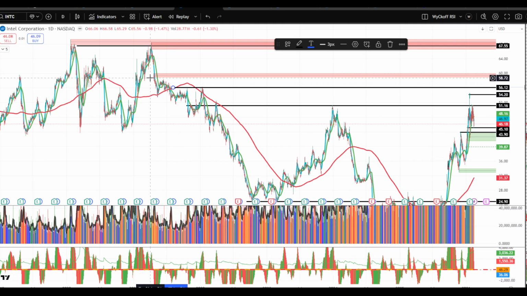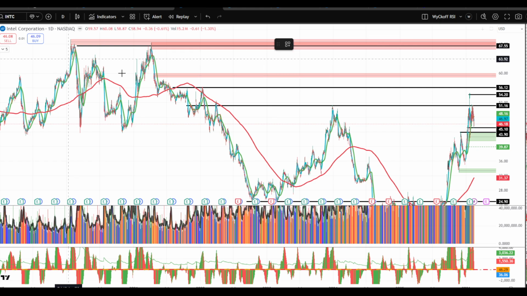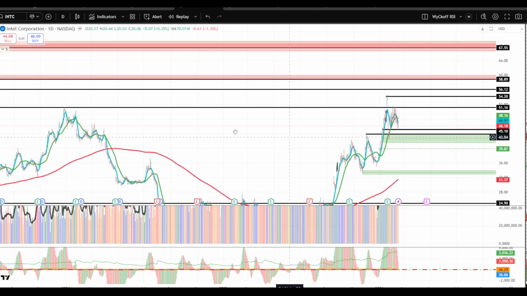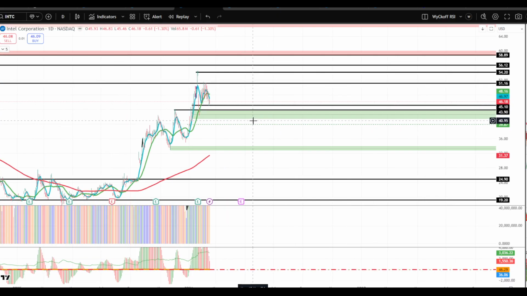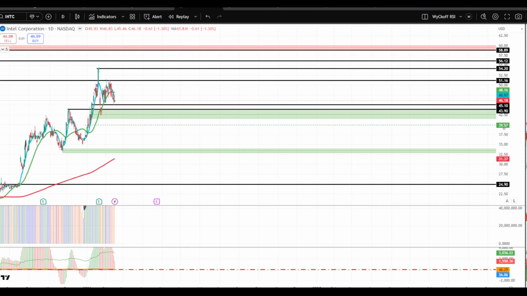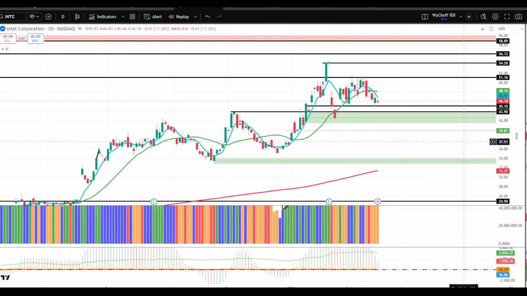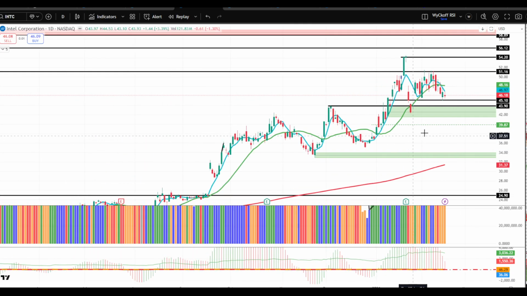$56 and $59, $58, somewhere around these ranges. You know, they're more like zones. So I'm just putting in lines there, just to give us an idea. So right now, that's where we stand on the daily.